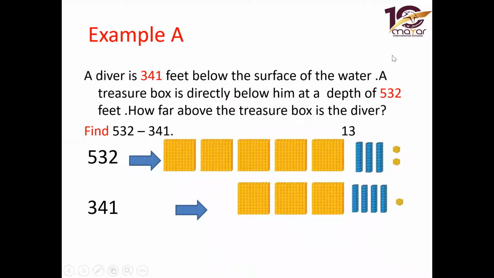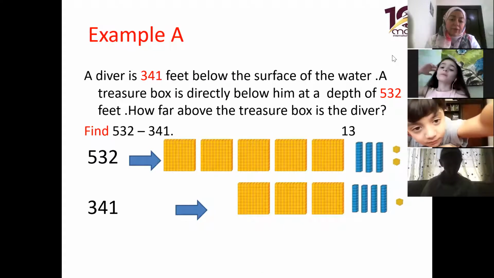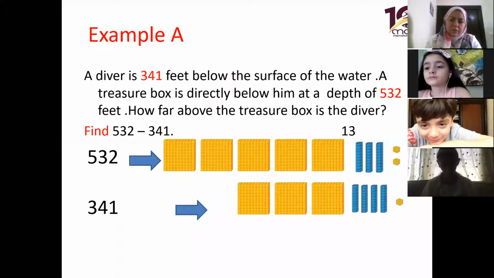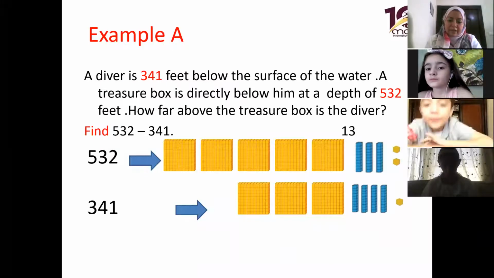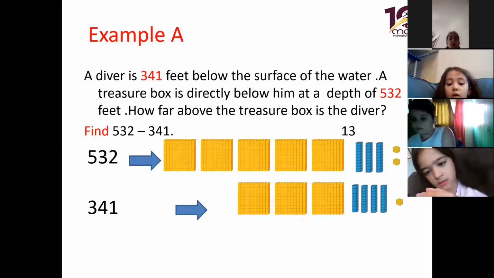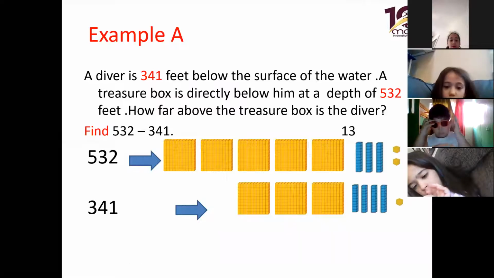So here's an example. A diver is 341 feet below the surface of the water. A treasure box is directly below him at a depth of 532 feet. How far above the treasure box is the diver?